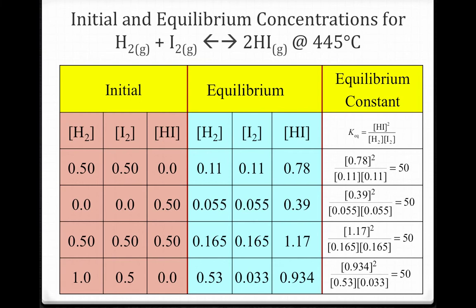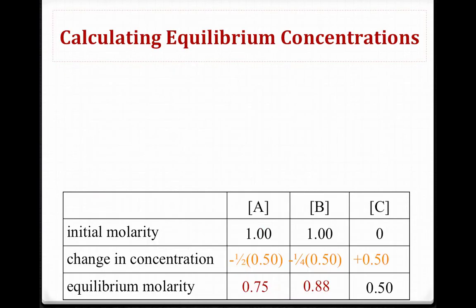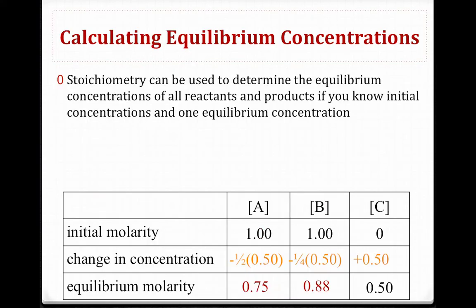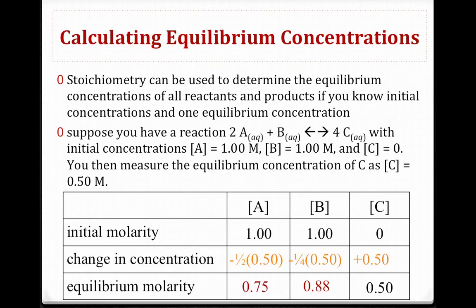So if we look here, you're just given a series of equilibrium concentrations, and really you're just plugging them into the K equation to get the equilibrium constant. Here they're all different equilibrium concentrations, but you notice the ratio, the K, the equilibrium constant, is always the same number. It's always 50. The only thing that changes K, the equilibrium constant, is the temperature.